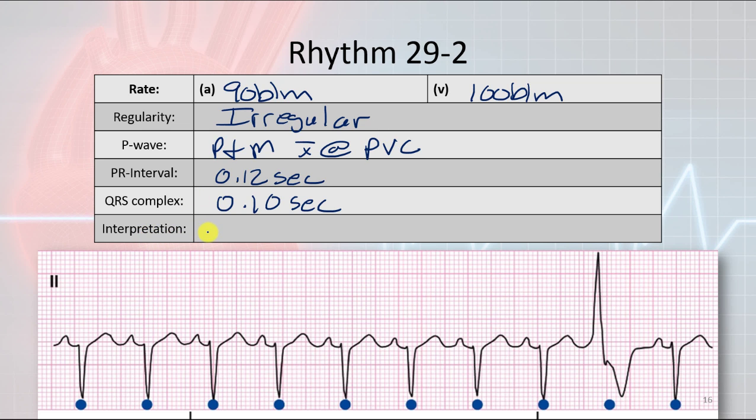My interpretation, underlying rhythm first, is a sinus rhythm. And then what's the anomaly? It's a unifocal PVC.